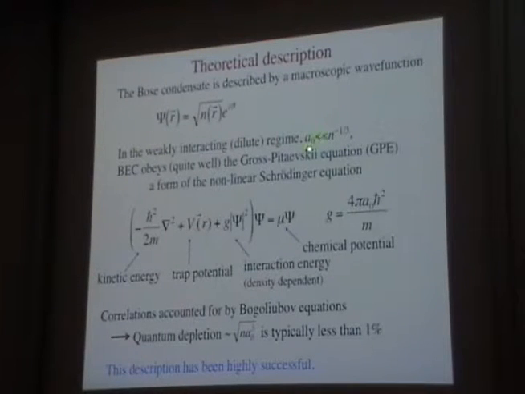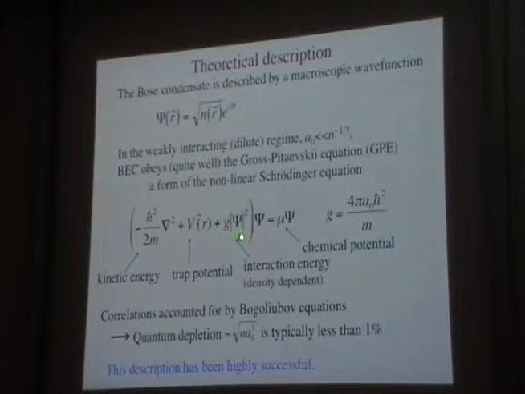In the weakly interacting regime, which means that the scattering length is typically much less than the average spacing between particles, the BEC, or Bose-Einstein condensate, obeys what's called the Gross-Pitaevskii equation, which is a form of nonlinear Schrodinger equation. So you have the normal Schrodinger equation, which has a kinetic energy term. You might have a term for the trapping potential, which is typically present in these atomic Bose gases.